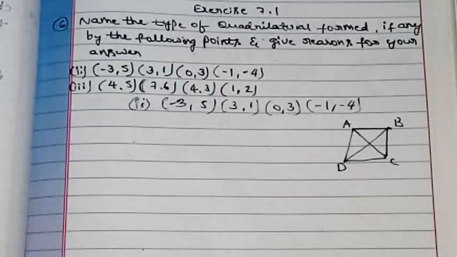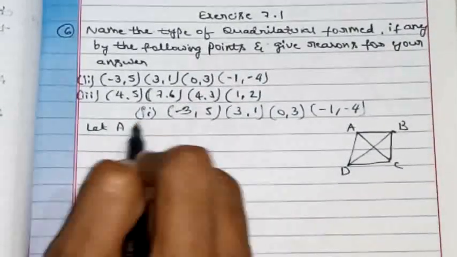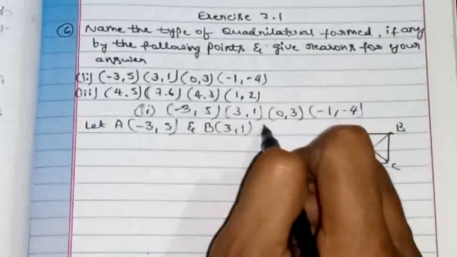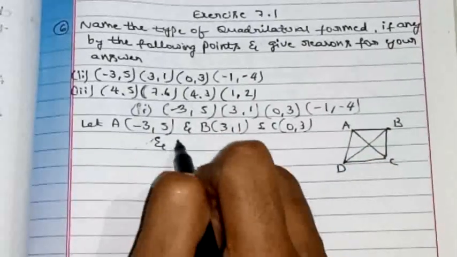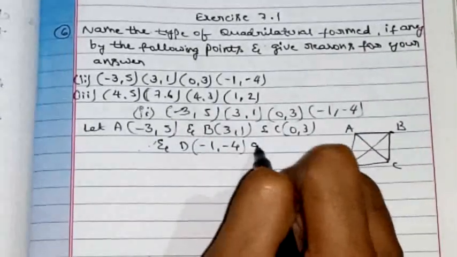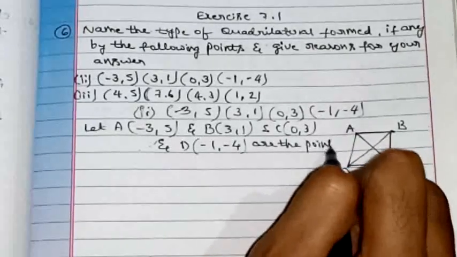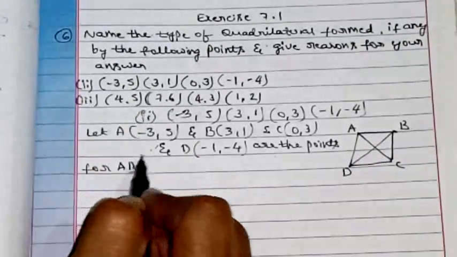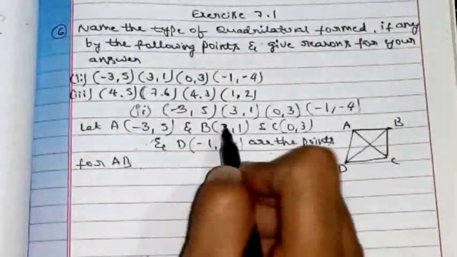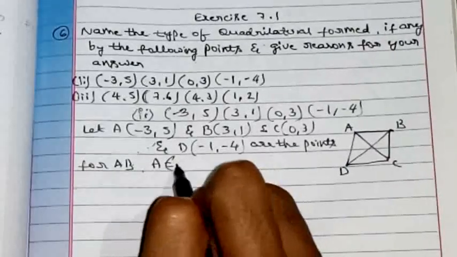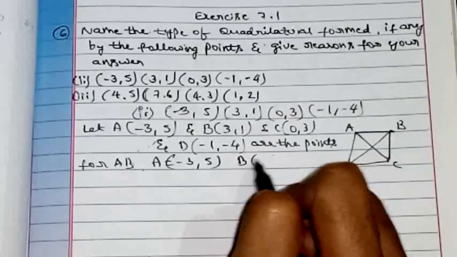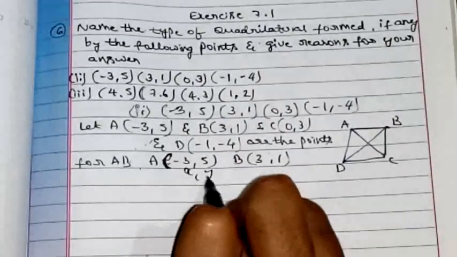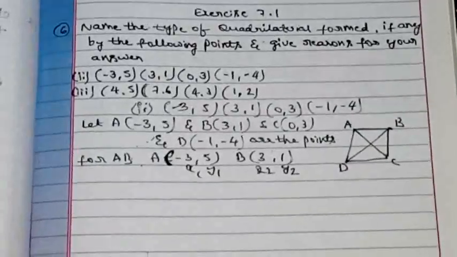Now let A(-3, 5), B(3, 1), C(0, 3) and D(-1, -4) be the points, right? So now find the distance between AB first. So for AB, what are the coordinate points of A and B? A is (-3, 5) and B is (3, 1). As usual, write this as x1, y1 and this as x2, y2. Now apply the distance formula.